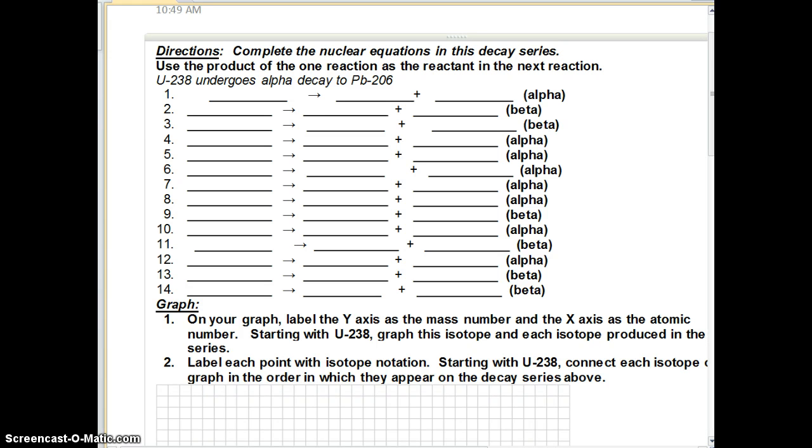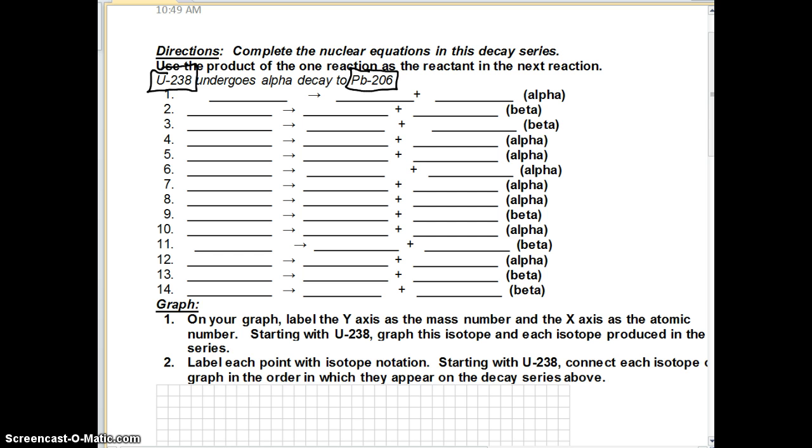We are going to be taking a look at a worksheet that the substitute teacher should have given us, and it's called Graphing a Decay Series. What we're going to be doing is writing the decay series first, then we're going to be graphing it. So essentially we're going to start out with U238, and we're going to decay it all the way down to Pb206 right there.